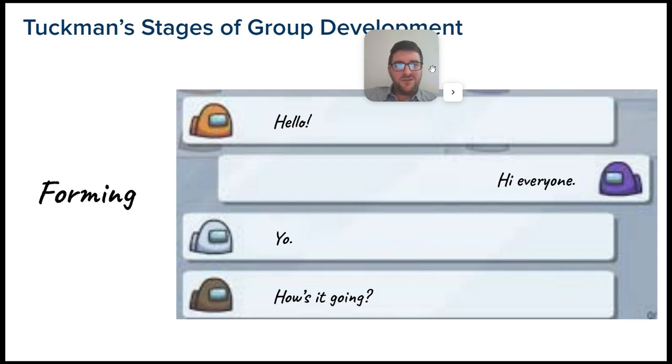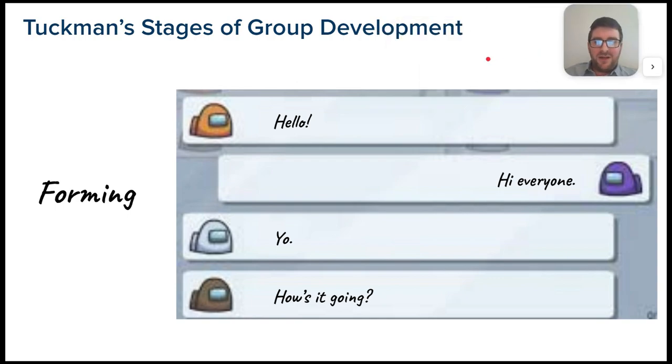So the example I like to use, I think it's a bit old now, but everybody used to play Among Us, maybe not so much anymore. So we'll use this example. Forming would be just when people meet for the first time. They would be quite formal, except for that "yo" message from White. They'll introduce themselves, and they might establish some ground rules.